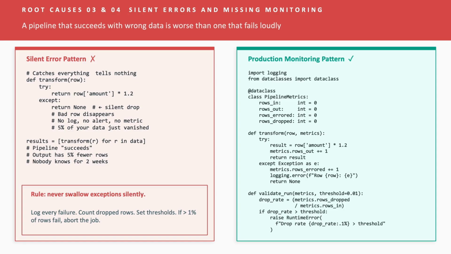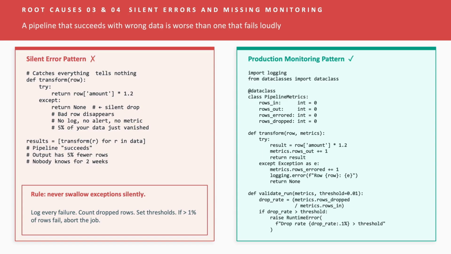What actually happens here in production, the pipeline runs, status success, but 5% of your rows had a missing field and were silently dropped. So your revenue report is 5% lower than reality. You find out 2 weeks later, when the business team reconciles with finance. The rule here is never swallow an exception without a log, a count, and a threshold.